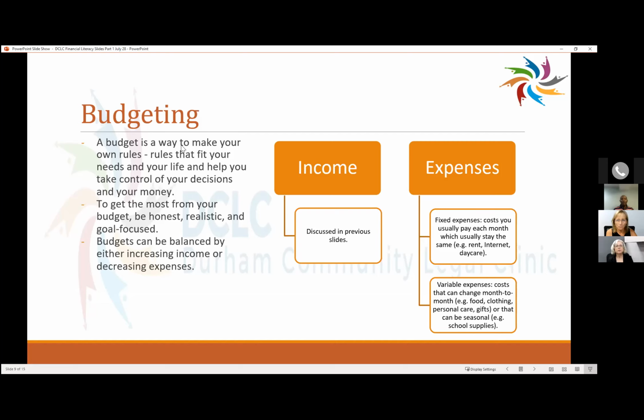So budgeting is a way to make your own rules about your money. Rules that fit your life and will work for you. Your budget may not work for someone else, but it has to work for you. A budget will help you get control of your money, and that will help you get control of your life.